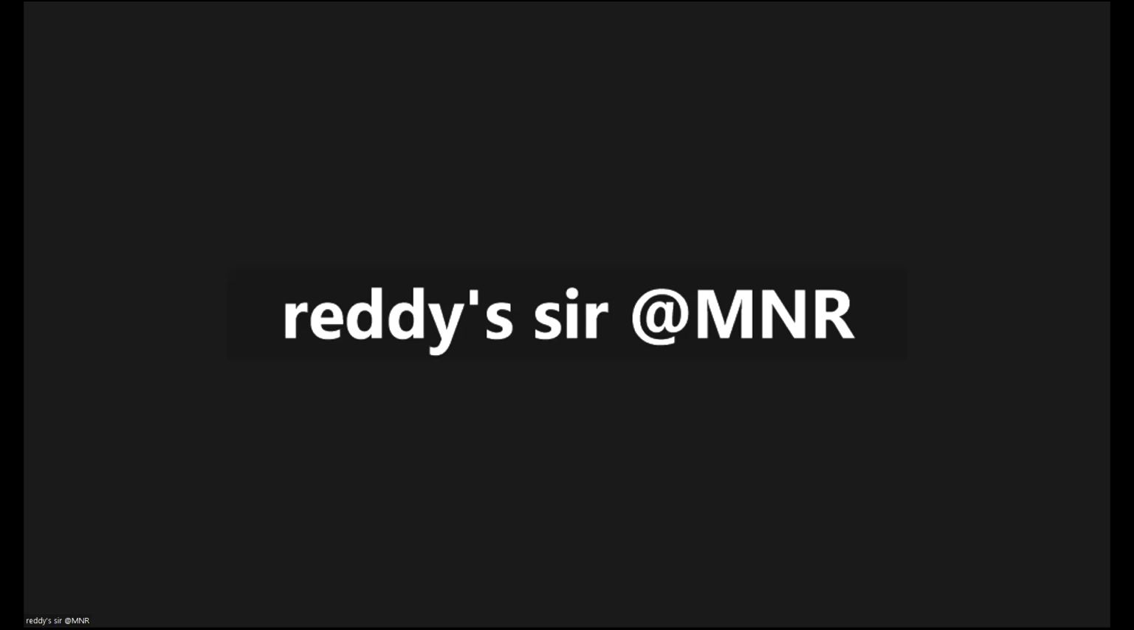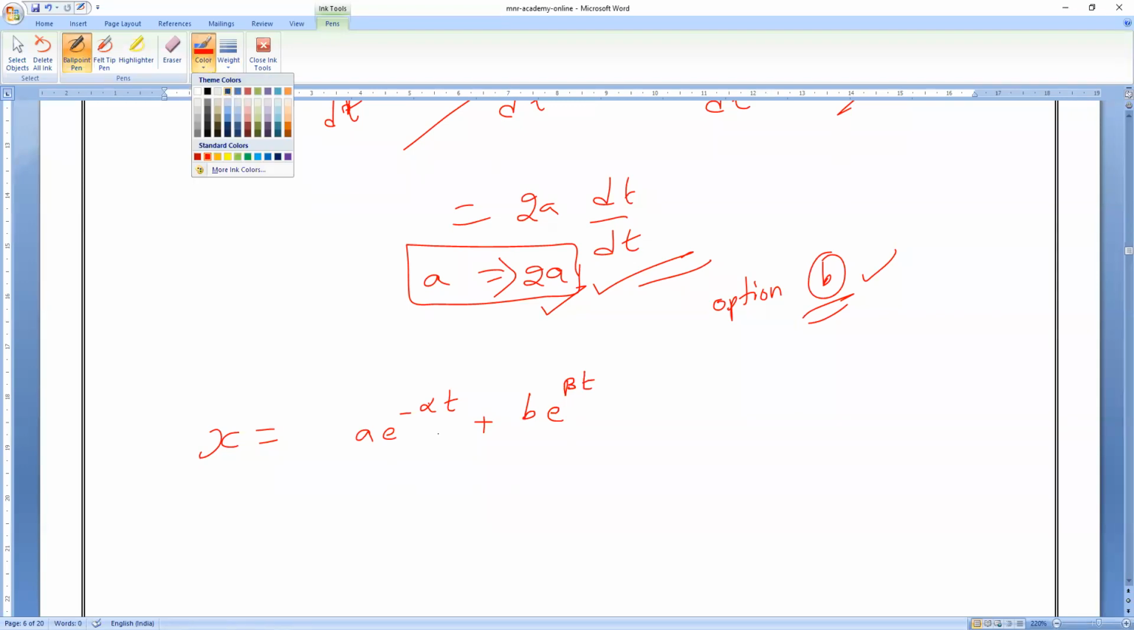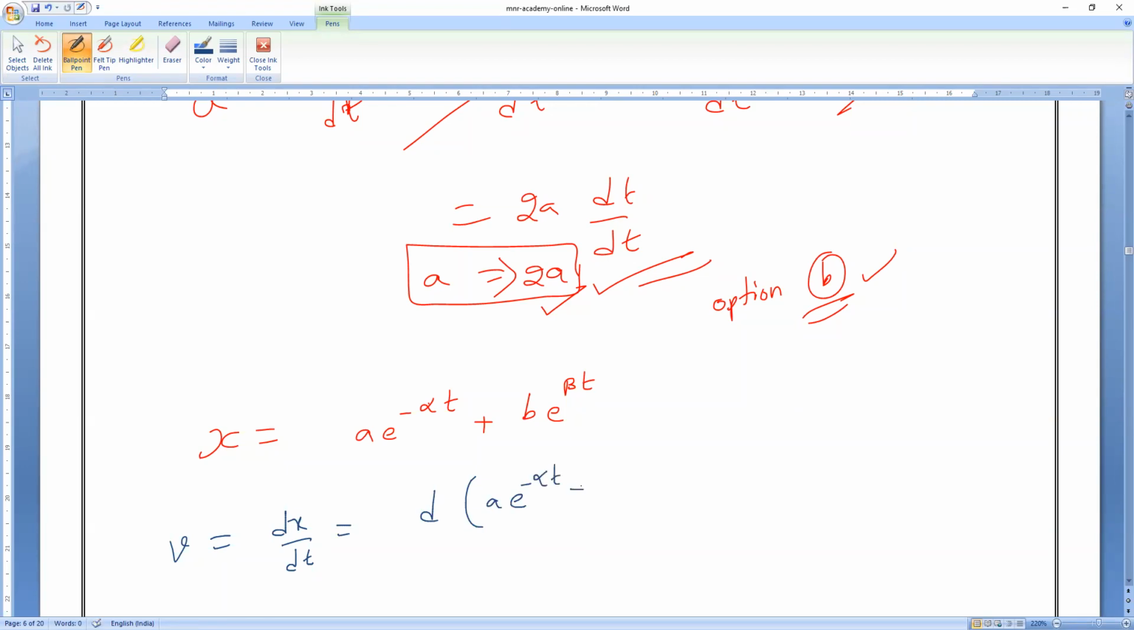If you notice very carefully, the given displacement function is x equals a into e power alpha t plus b into e power beta t. Now we have to verify the velocity and acceleration. Velocity means dx by dt, so d of a into e power minus alpha t plus b into e power beta t, divided by dt. So you can make it.